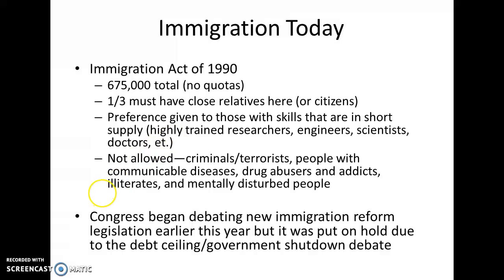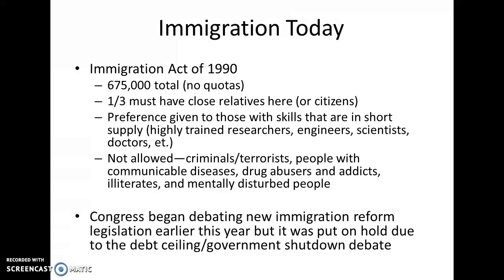We do not allow legal entrance of criminals, terrorists, people with communicable diseases, drug abusers or addicts, illiterates, people who are not educated, or people with mental handicaps. Those are barred from getting their green card, even to come here temporarily. And remember, that's the first step. If you want to be a citizen, you first have to come here legally.